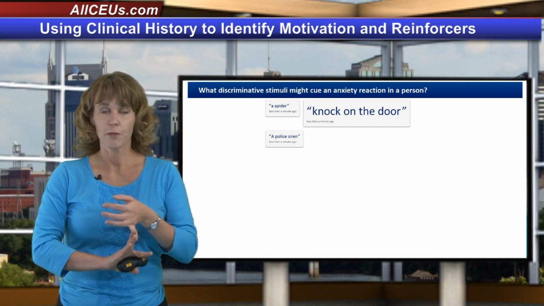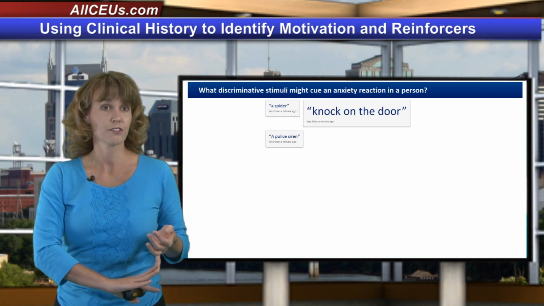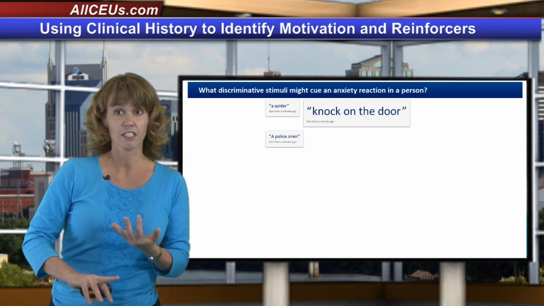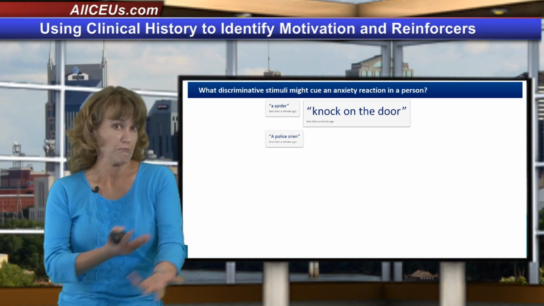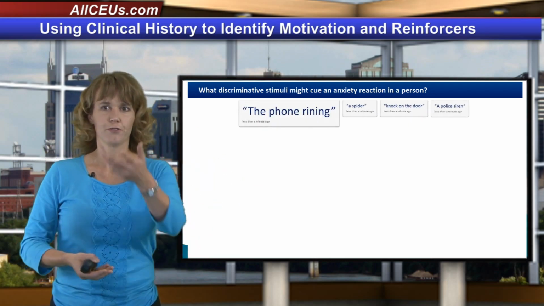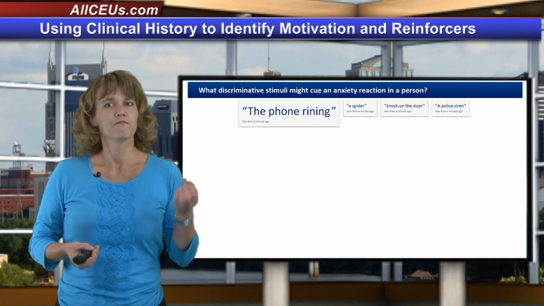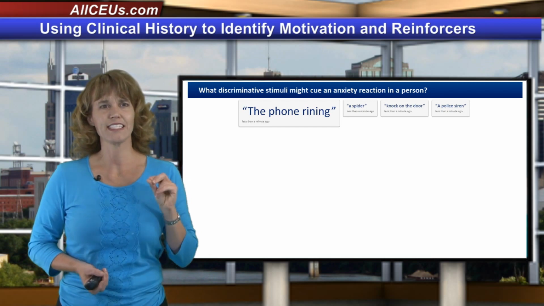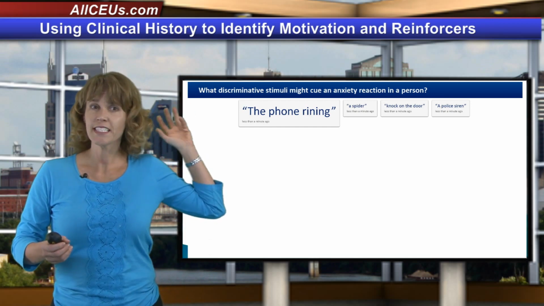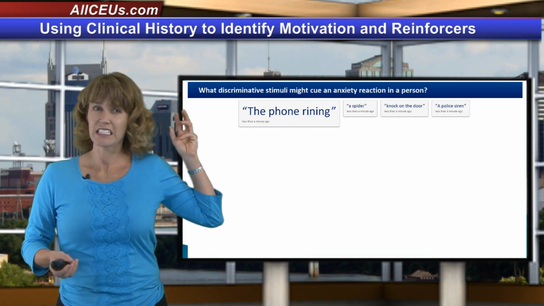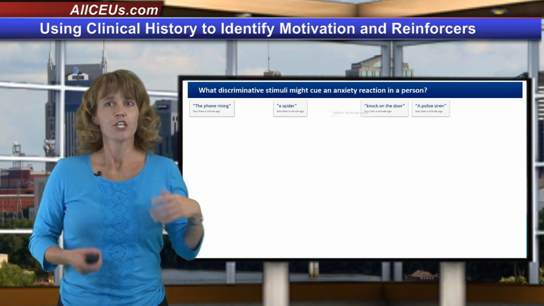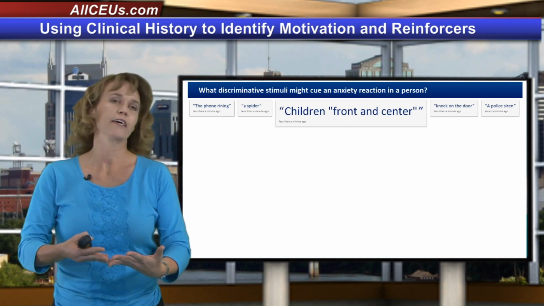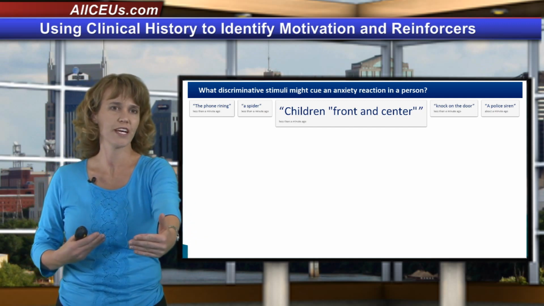If the people who are knocking on your door are bill collectors, or if you're a child and you're home alone and somebody knocks on the door, or you see a spider, you might have an anxiety reaction. And that's your body saying, prior learning tells me that this is not good. So we want to look at what causes anxiety for that person and why. And is it the same in all situations?